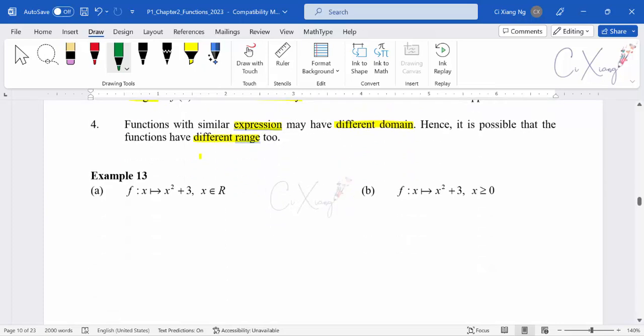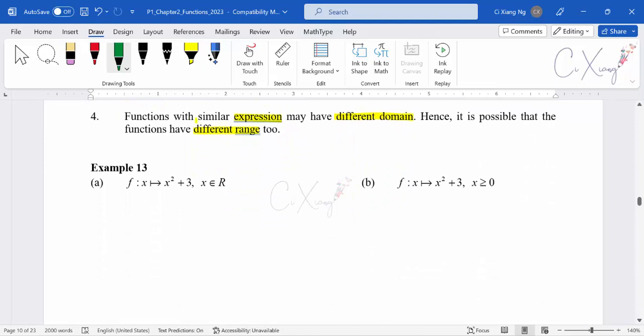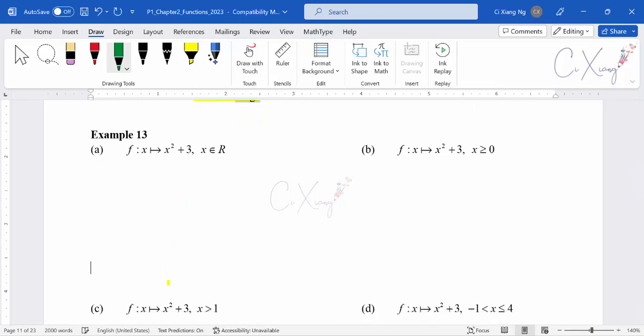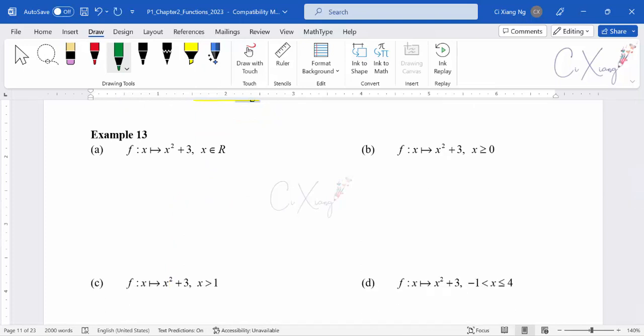If we proceed further, they said that functions with similar expressions may have different domains, and hence it is possible that the function has a different range too. We'll try to explain this statement by using example 13. For example 13, I show a few different functions for part A, part B, part C, and part D.